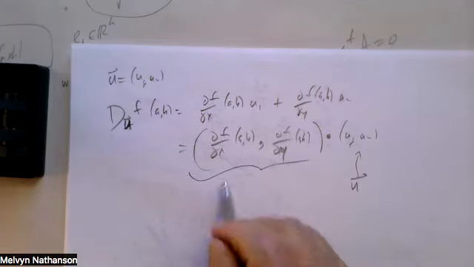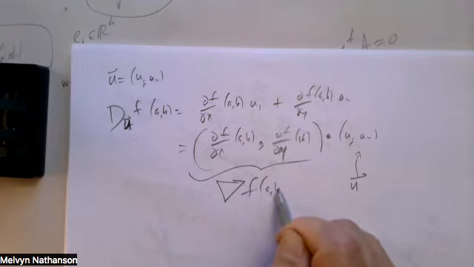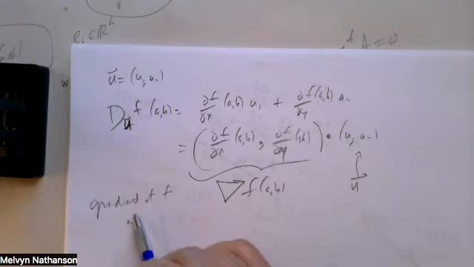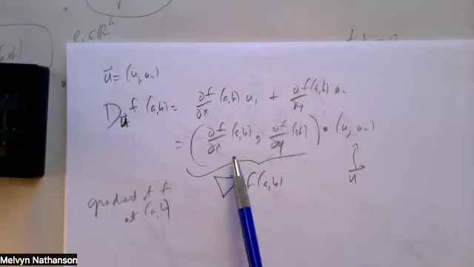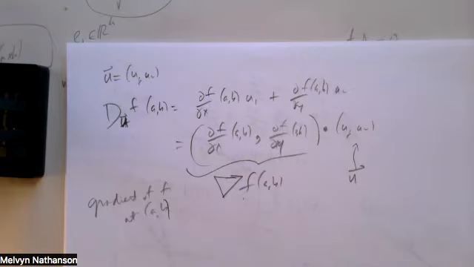And this vector we give a name, we write an upside down capital delta. This is delta f at AB, and this is called the gradient of f at the point AB. So the gradient of f at the point AB is the vector whose coordinates are the partial of f with respect to x and the partial of f with respect to y. And we've just derived a very simple formula for finding the directional derivative of f in the direction of any unit vector u. u has to be a unit vector.